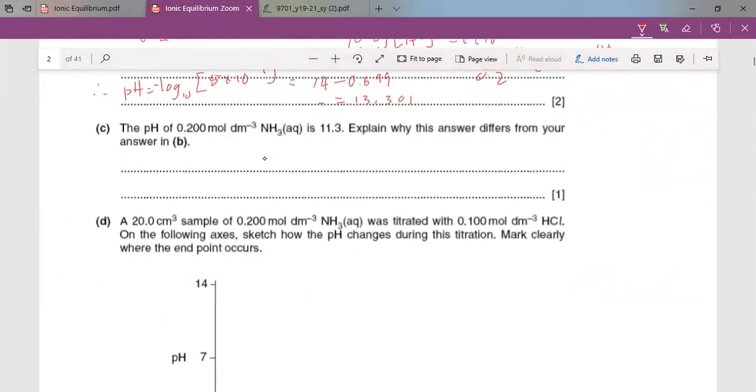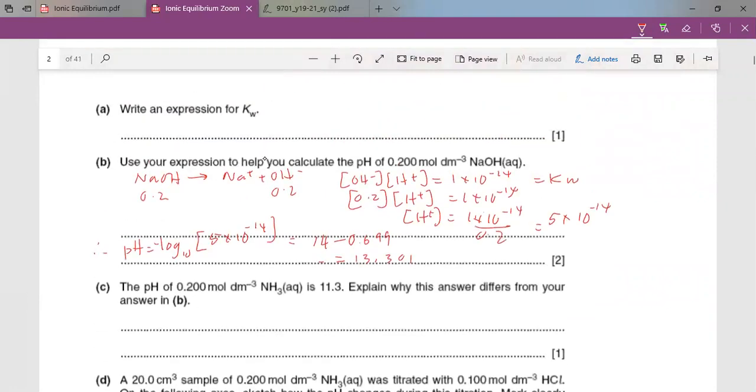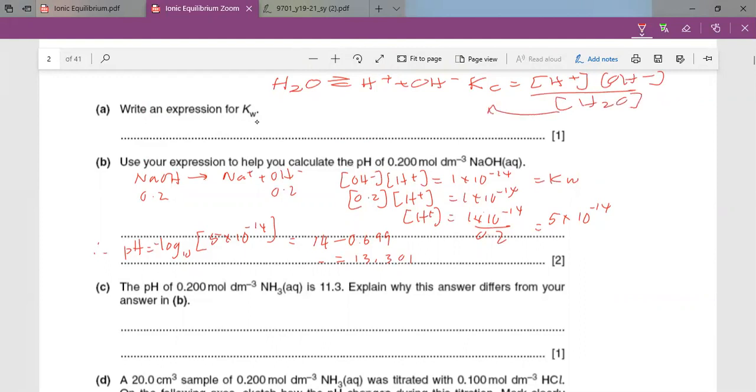Starting here, the expression for Kw is quite simple. You can write it from memory, or you can do the whole thing out: water reversible gives H plus and OH minus. So Kc equals H plus times OH minus over water. But remember, Kw doesn't have water, so you bring it up here and it becomes Kw. It's called the ionic product of water. So Kw equals H plus times OH minus.